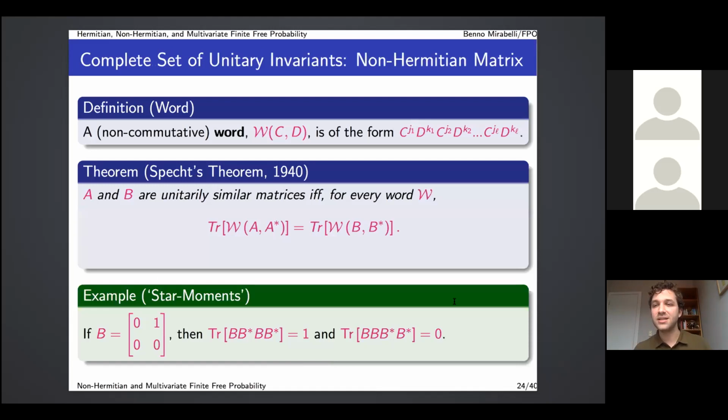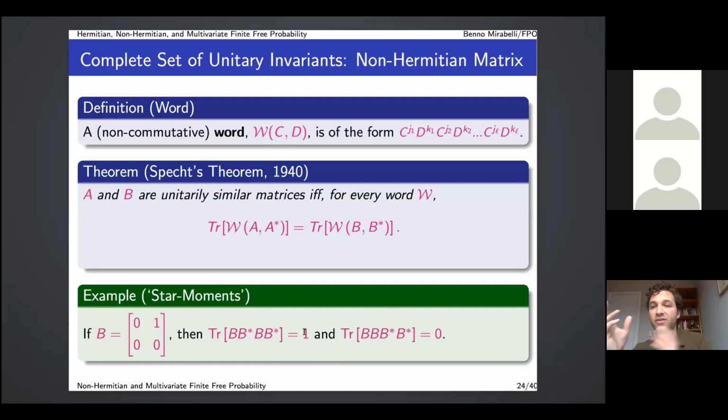Formalizing this to get a complete set of unitary invariants for non-Hermitian matrices, back in 1940, Specht proved that two matrices are unitarily similar if and only if all of their non-commuting star moments are equal to each other, their corresponding non-commuting star moments. Just to give an example as a definition of what a non-commuting star moment is, here's a non-commuting star moment in B and B star, where I take the star moment B, B star, B, B star, and I get 1.